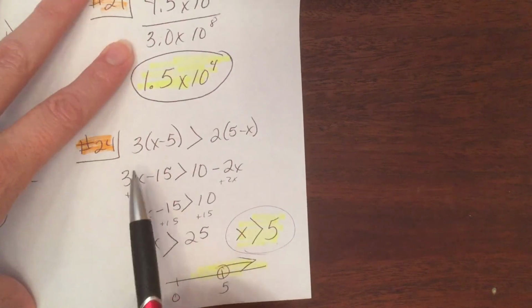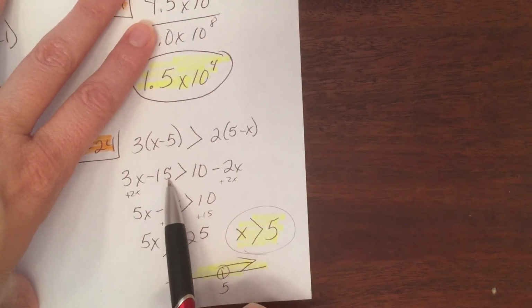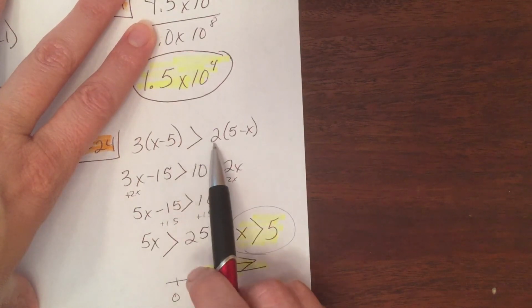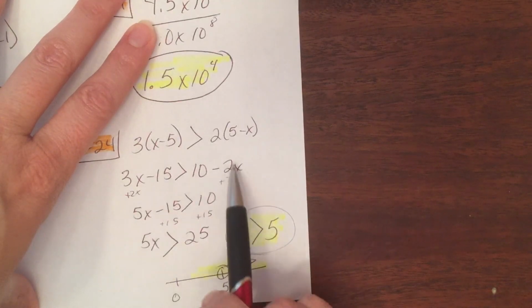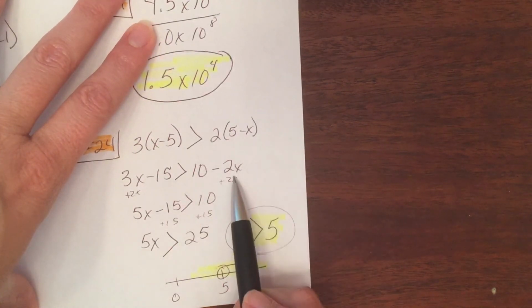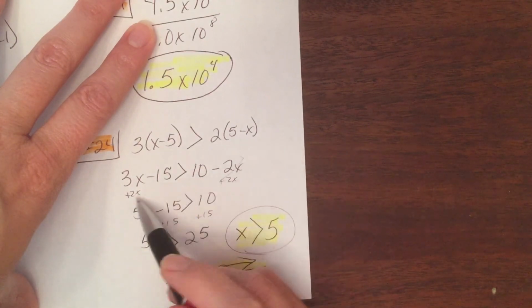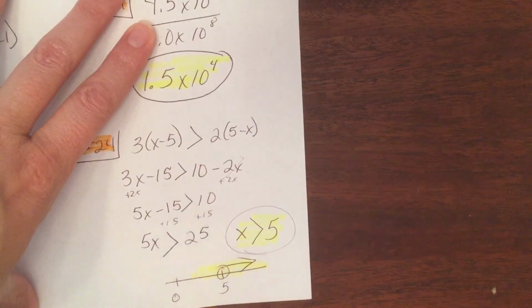Distribute and then solve on this one. 3 times x is 3x. 3 times negative 5 is negative 15. Is greater than 2 times 5 is 10. 2 times negative x is negative 2x. I want my x's together, so I decided to add 2x on both sides. Added 2x here, that's gone. Added 2x here, I'm left with 5x minus 15 is greater than 10.